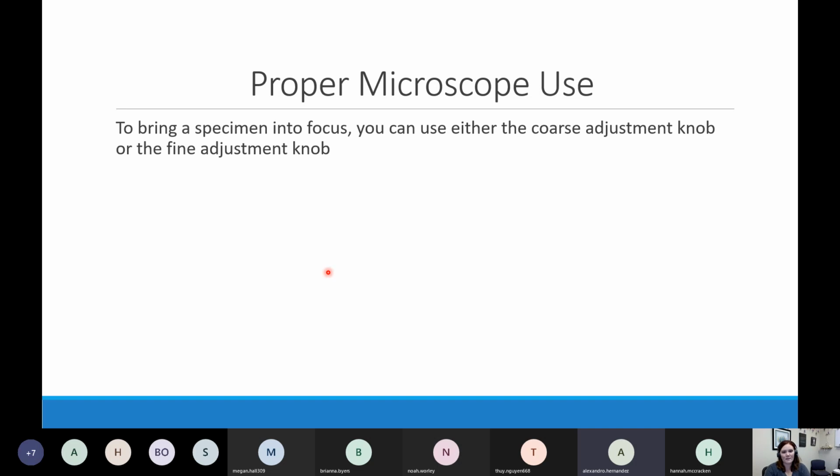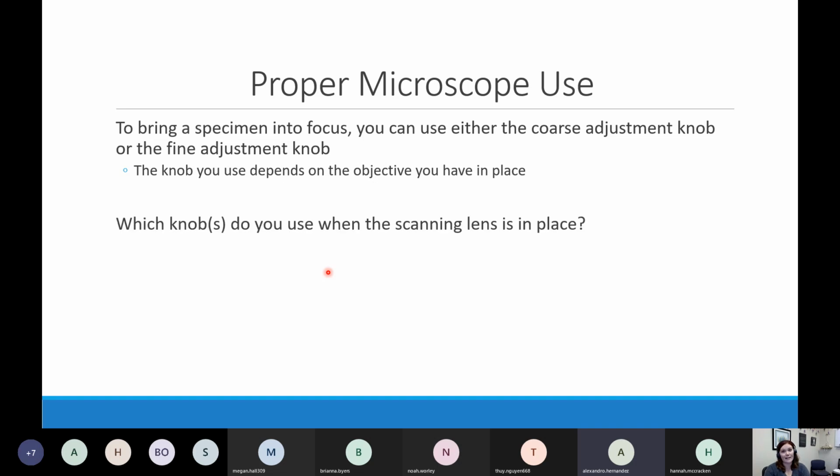So we already talked about this when we were talking about our knobs. Remember that you have a coarse adjustment knob and a fine adjustment knob, and which of those knobs you would use depends on which objective you have pointing down. So remind me, because I already had you write this down. When we're talking about the scanning objective, the red one, can I use the coarse adjustment knob, the fine adjustment knob, or both? What do we think? When red is pointing down, coarse, fine, or both?